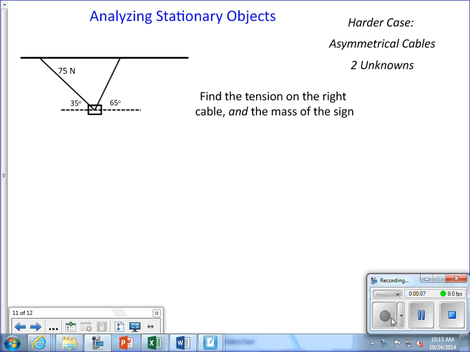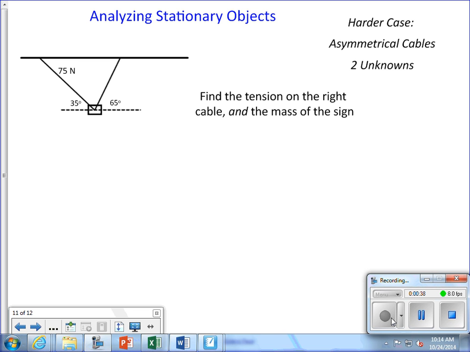This is a harder static equilibrium problem. There are three knowns: we know the tension on the left cable of this hanging sign, and we know the two angles that each of these cables pull at. With that information, we're going to find the tension on the right cable and the mass of that hanging object. So there are two things we don't know here.